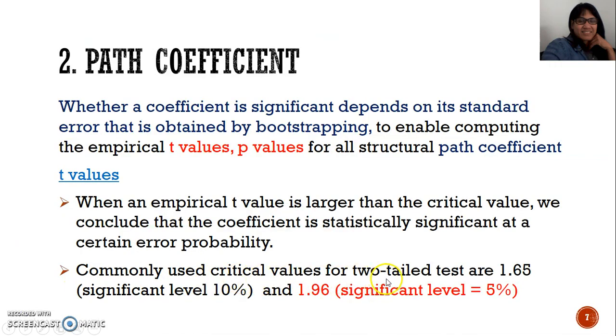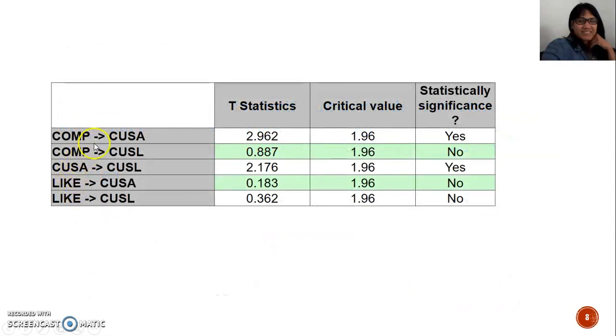Commonly used critical values for two-tailed tests are 1.65 for a significance level of 10%, and 1.96 for a significance level of 5%. Now we can compare the relationships between constructs, whether they are statistically significant or not, using the t-statistic. So only the relationship between company competency and customer satisfaction is statistically significant, and between customer satisfaction and customer loyalty.